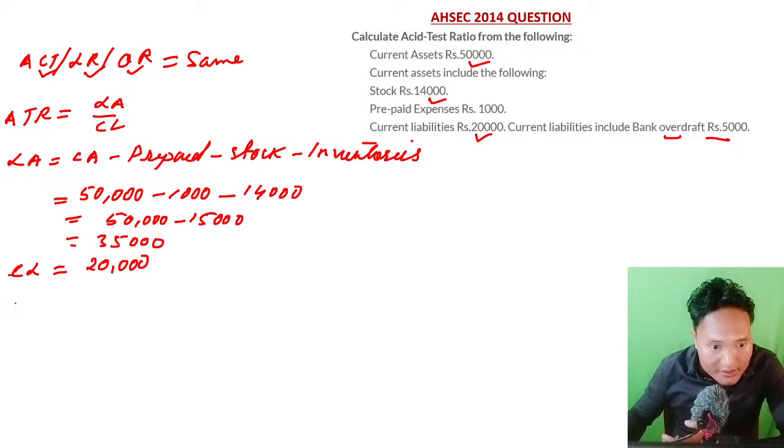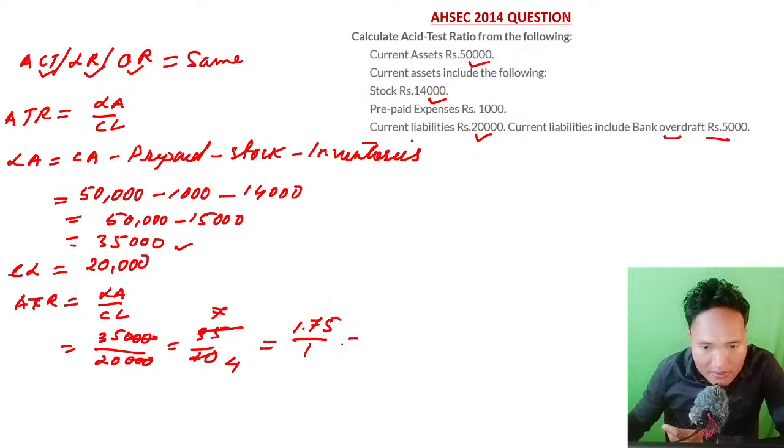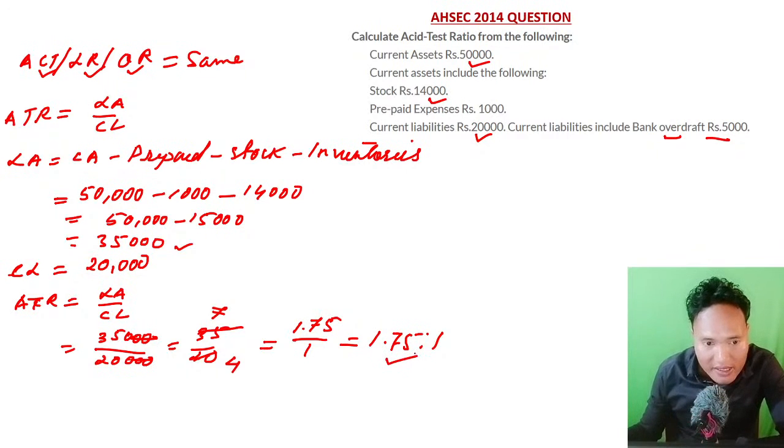Now place the formula, that is acid test ratio is equal to liquid asset by current liabilities. Now what is the value of liquid asset? That is 35,000. Put the value 35,000. And what is the value of current liabilities? That is 20,000. We have 35 by 20. Then reduce it. We get 1.75 by 1. It means the current ratio will be 1.75:1. Sorry, the acid test ratio will be 1.75:1. So this is the final answer.